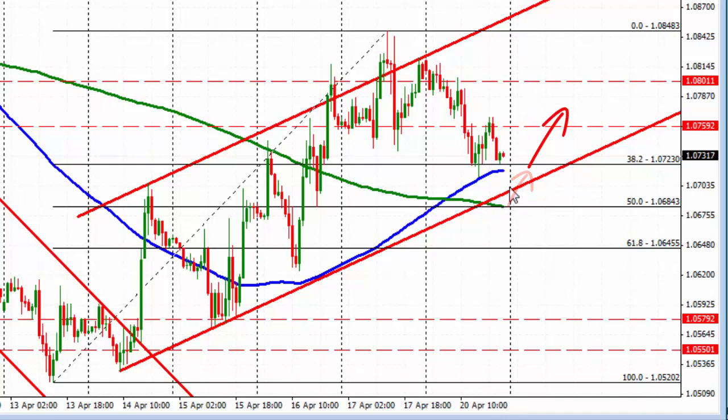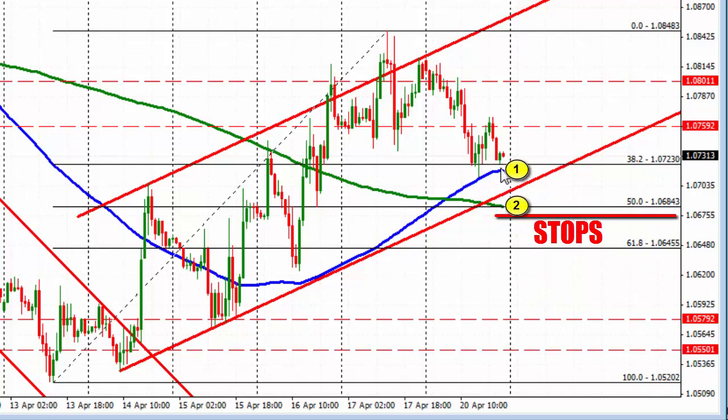If it breaks that level and rotates back down below it, look for stops to be triggered and for the bearishness to continue in trading this week. That is going to be key level number 2 on the downside. So key level number 1 here, key level number 2 here against the 50% and 200-bar moving average.